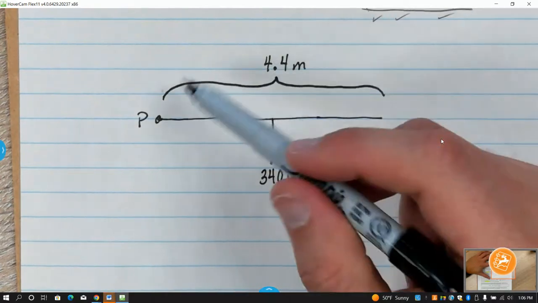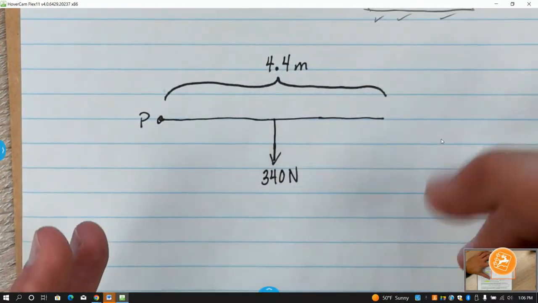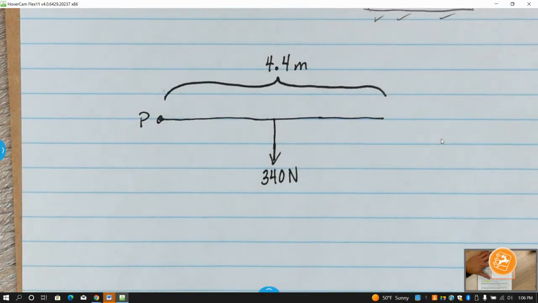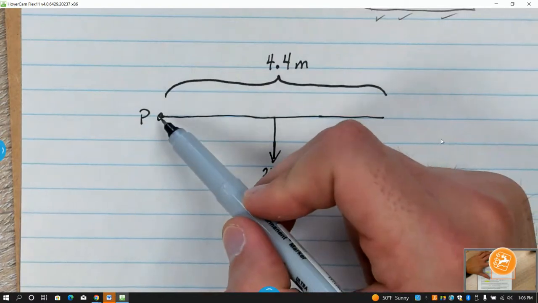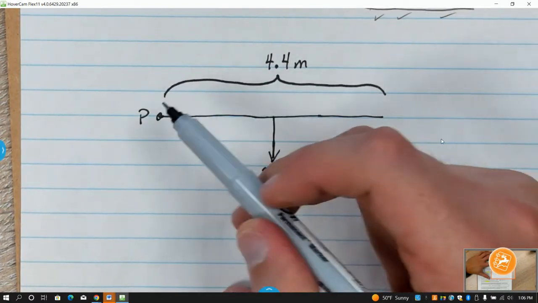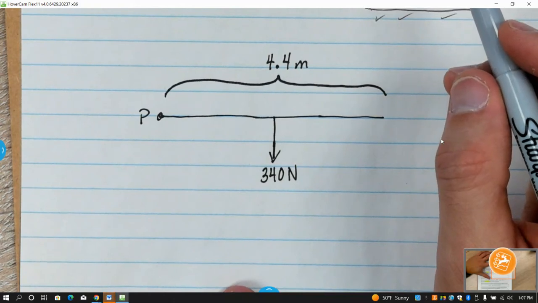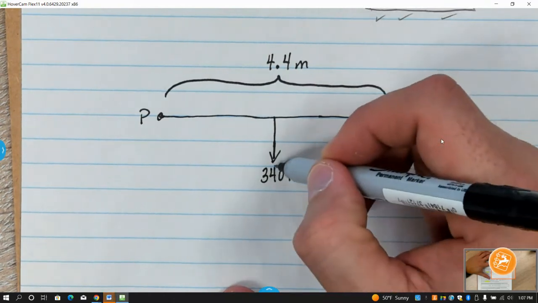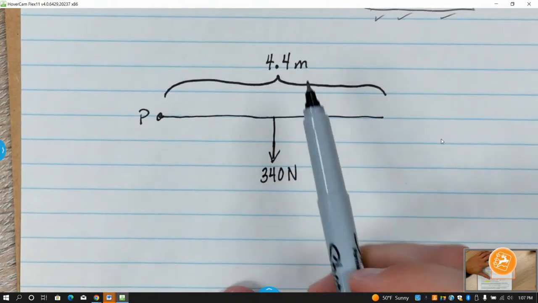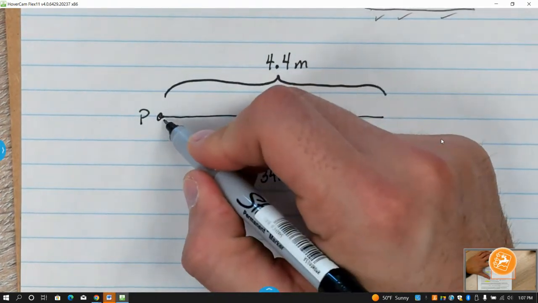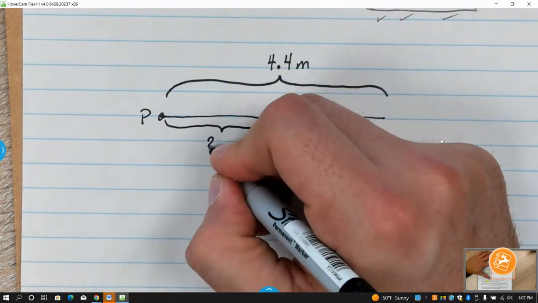Remember, where is the center? The center of the board is where all of its weight is considered to be concentrated. So if 340 is at what we would call the center, how far is the 340 from P? Half of this. 2.2. Yes, because that's meters.